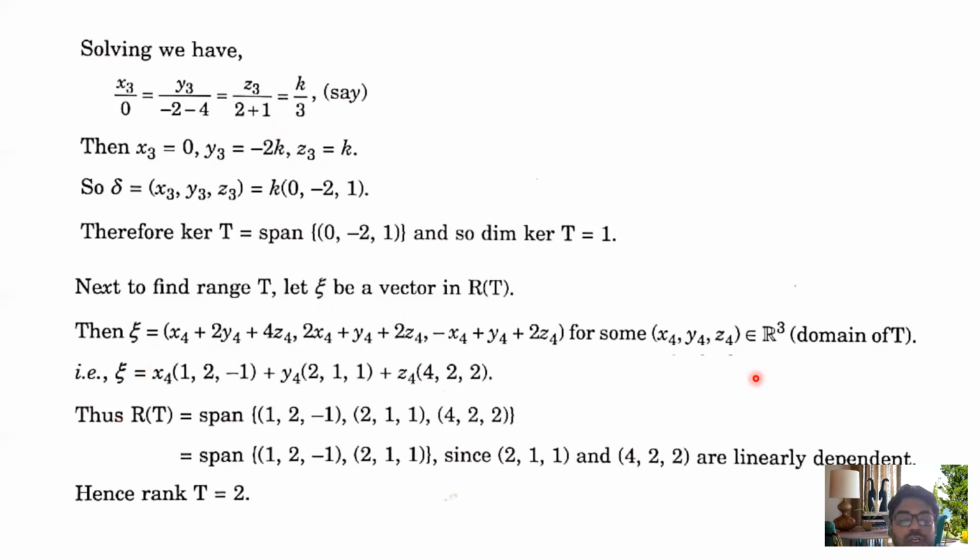Zeta (x4, y4, z4) satisfies 4x4 plus 2y4 plus 4z4, 2x4 plus y4 plus 2z4, minus x4 plus y4 plus 2z4 for some x4, y4, z4 belongs to R3. Now try to understand very simply. What is the coefficient of x4 from here? Just to check, zeta is equal to x4. The coefficients are 1, 2, and -1. So for x4, that is 1, 2, -1.